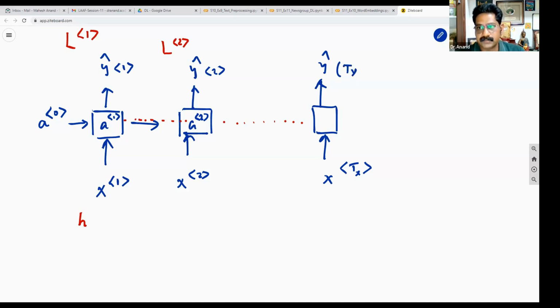Again, this loss is represented as such, so the entire sequence you have presented. If your RNN model has to memorize the sequence, we have presented this for one time. You have to present this multiple times over multiple iterations. So every time, based on this loss, I have to compute the total loss, summed from 1 to Ty.